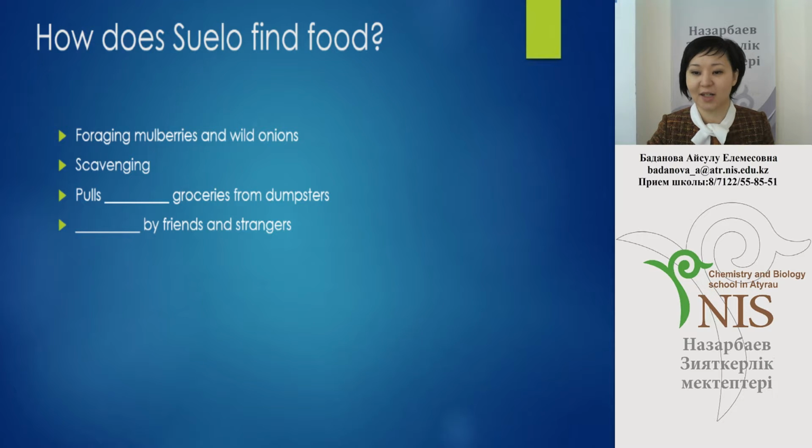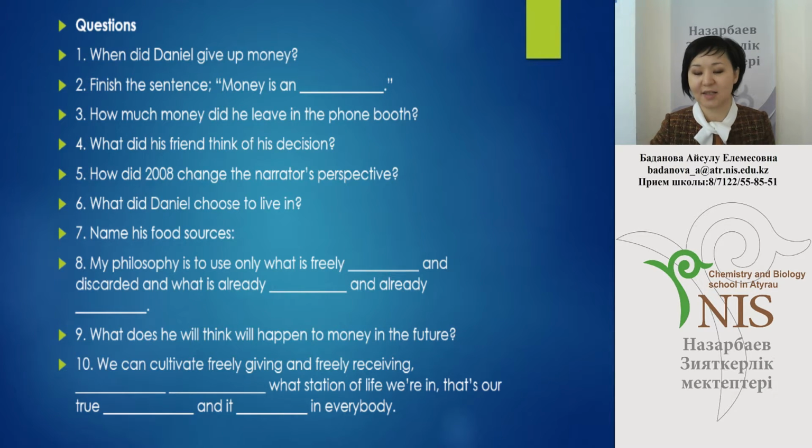Okay, now since you listened to this video for more specific information, these are the questions. There are 10 questions, gap fill and short answer questions. Just put a number in your notebook and then put the answer next to it. Okay. When did Daniel give up money? Okay. Remember the year, right? So when they ask you about when, you need to give the number of the year.